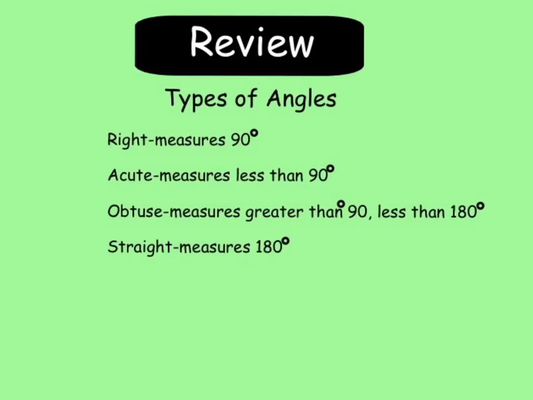All right, let's take a look at our next slide, and it's a review slide. Now, we have gone over this in class, and we've learned this before, but I want to make sure that you remember. A right angle measures 90 degrees. An acute angle measures less than 90 degrees. An obtuse angle will measure greater than 90, but less than 180. And a straight angle will just measure 180 degrees.